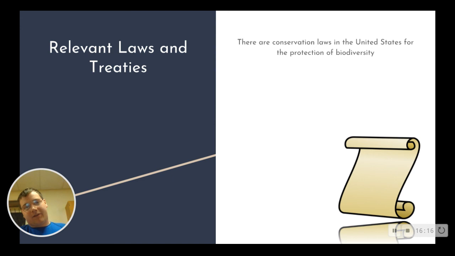Next up is relevant laws and treaties. There are conservation laws in the United States for the protection of biodiversity. There's a lot of these laws out there. Well, I don't know about a lot, but there are laws out there about this, and agencies like the EPA help with it.